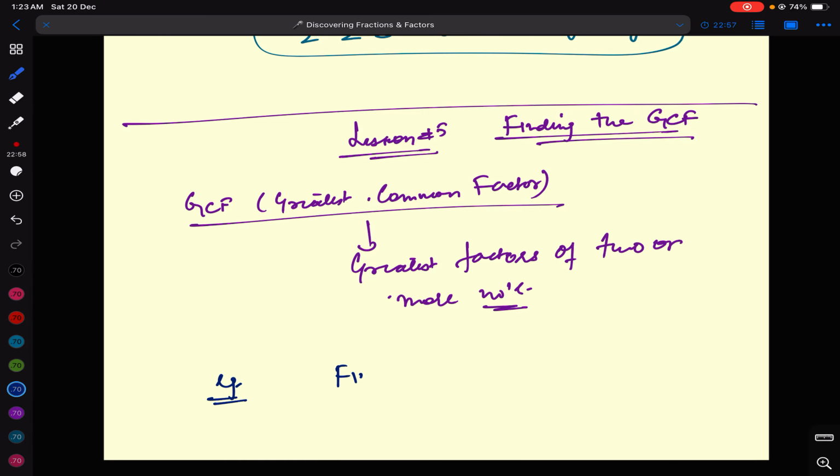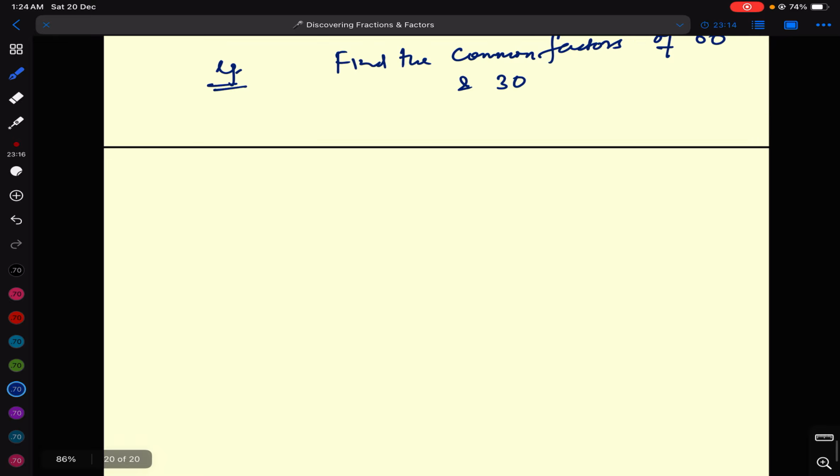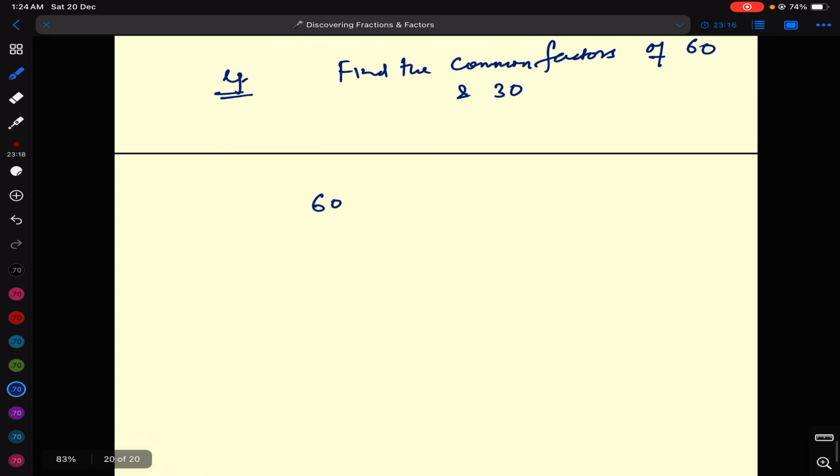So basically now you have to find the common factors of the numbers 60 and 30. You have two numbers, 60 and 30, and you're supposed to find the common factors of 60 and 30. How do we do that? What we are going to do is individually find the respective factors.